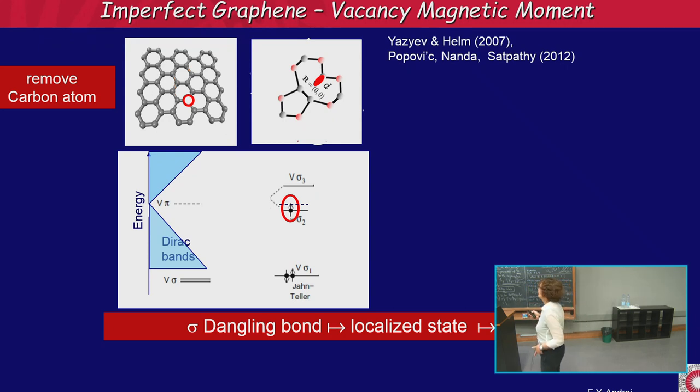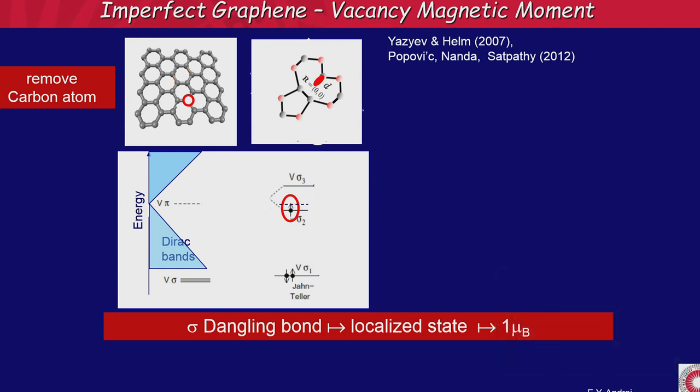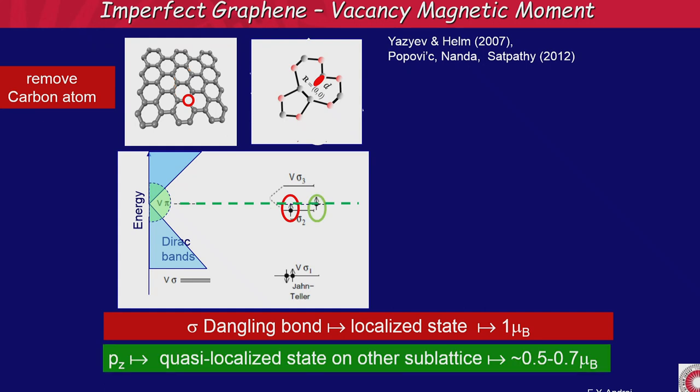Okay? Now, what about the missing electron in the pi band? So the missing electron in the pi band, there's a kind of almost delocalized state here. It's sitting around the Fermi energy, and that also has a spin of a half. Okay? So the missing pi electron gives you a quasi-localized state on the other sublattice. So if I plucked out a carbon from the A sublattice, I'm going to have a quasi-delocalized state on the B sublattice. And this carries not a full Bohr magneton, somewhere between a half and 0.7 because of the spreading out and the interaction with the other electrons.